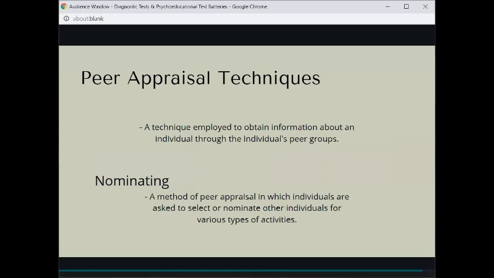Peer appraisal techniques. This is a technique employed to obtain information about an individual through the individual's peer groups. Basically, ito yung pag-evaluate mo sa individual based sa comments ng peers niya. That can be your friends, the family, yung guardian, etc. Nominating is a method of peer appraisal in which individuals are asked to select or nominate other individuals for various types of activities. Example nito is a classroom class election. You see individuals nominate their friends or people na alam nilang may ability to be a leader. That's nominating, a peer appraisal technique.